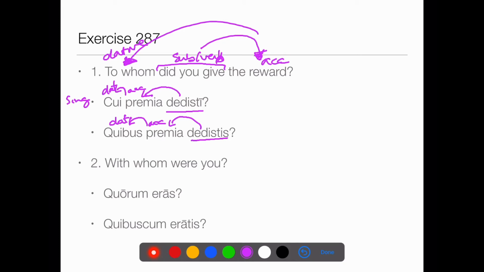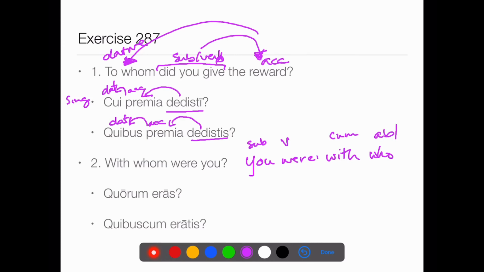In number 2, we have with whom were you. So to think about what those words are doing, we can write it as a statement. You were with whom? You is the subject. Were is a verb. With is cum in Latin. And then who is going to be in the ablative.